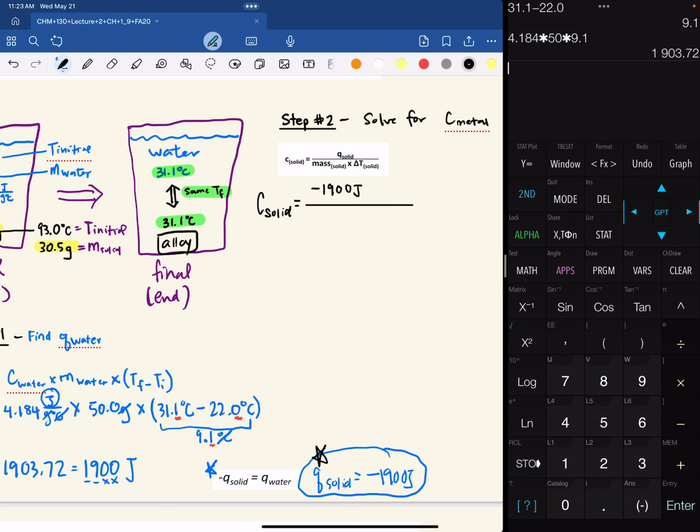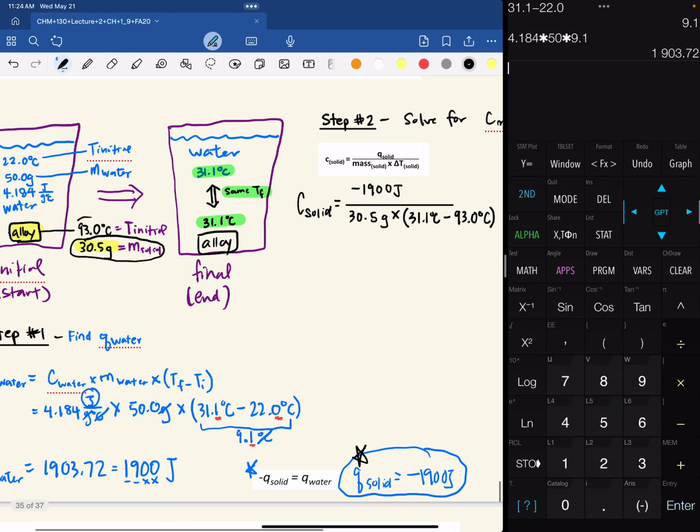Let's look at our picture. The mass of the solid is here. They gave it to us as 30.5 grams. And then the delta T is your T final minus T initial. So the final is again 31.1 degrees Celsius because we said the final temperature of the water and the metal is assumed to be the same, minus the initial temperature of the metal, which was 93.0 degrees Celsius. Remember that the initial starting temperature of the metal is not 22, it is 93.